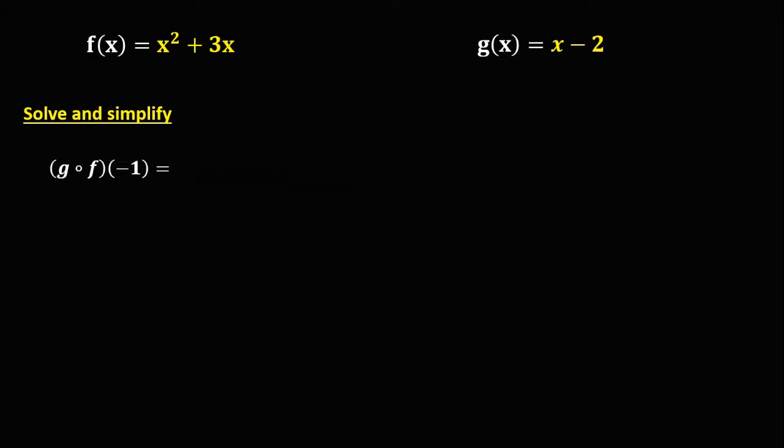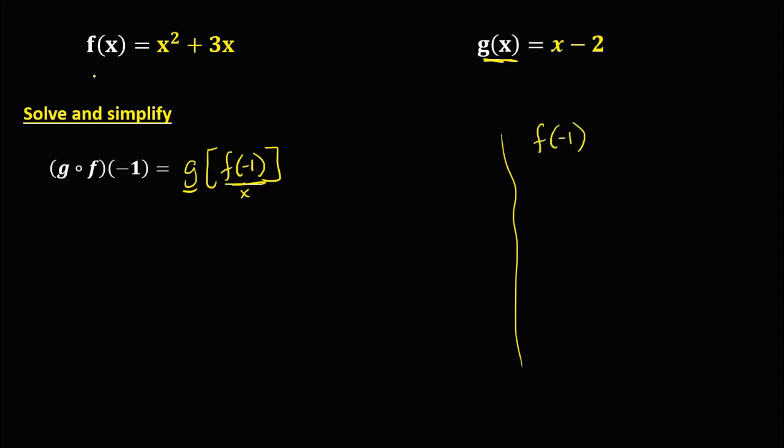Then for this given, we can rewrite this one as g of f of negative 1. From g of x, x is equal to f of negative 1. Therefore, we need to solve first this f of negative 1. Then from f of x, x is negative 1.